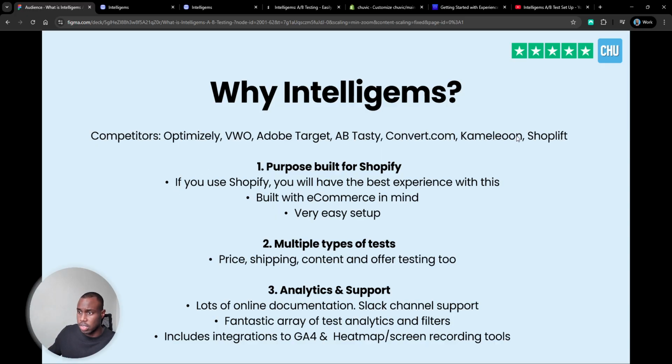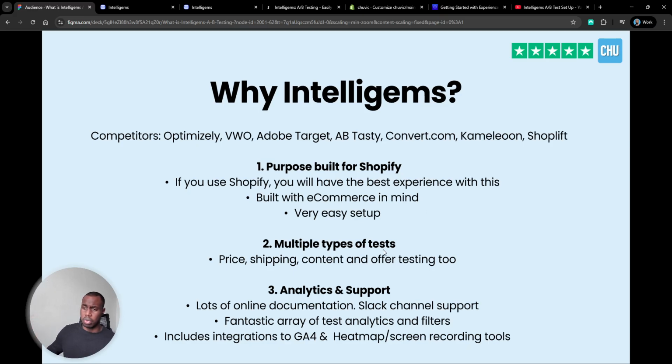A lot of these other options were used for B2B companies, like the companies we mentioned earlier, and they're not exactly e-commerce, and they're not Shopify. That means it's a little bit trickier to set up, and you need to blend into this general type of test, instead of using something that's built with Shopify themes in mind, built with e-commerce in mind. So that's the main reason. It's very easy to set up because it was built for Shopify. That's the main reason why Intelligems is the most popular in terms of A/B testing software.